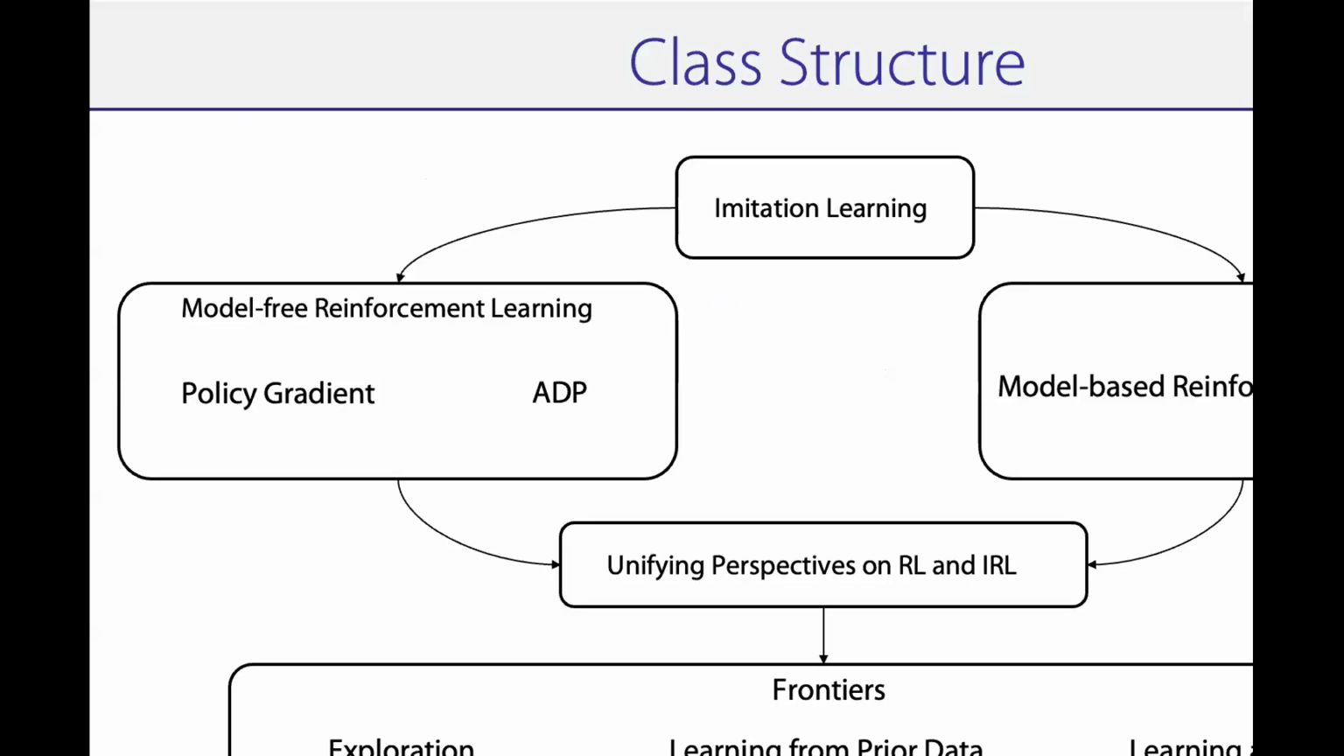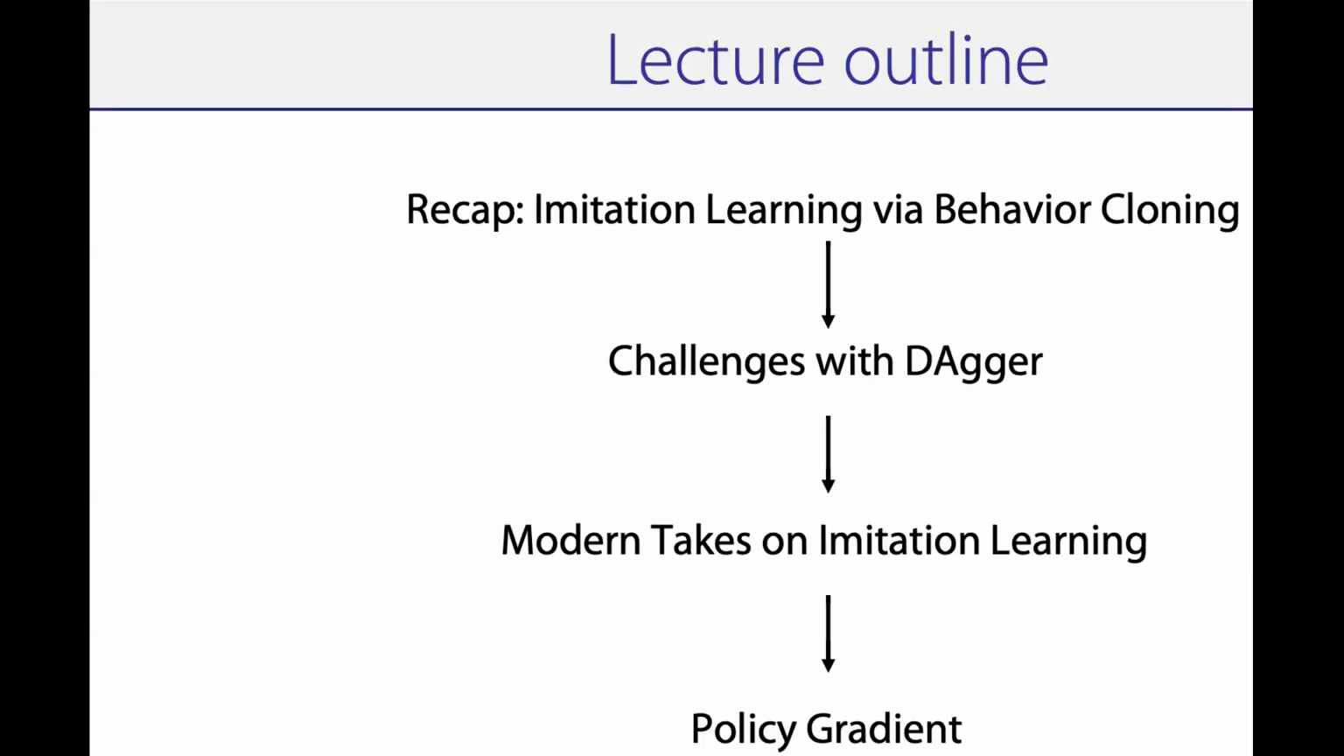Sweet. All right. So remember the structure of our class. We're still on imitation learning, step 1, right? And so we're going to start with a little recap. We'll talk a little bit about behavior cloning, why it's maybe not a great idea, some fixes. And we introduced the idea of Dagger. That's kind of where we ended last. We'll talk about some of the challenges with Dagger and how we can do better. And then we'll talk about some of the modern tools that people use in imitation learning. And then we'll touch on some policy gradient.